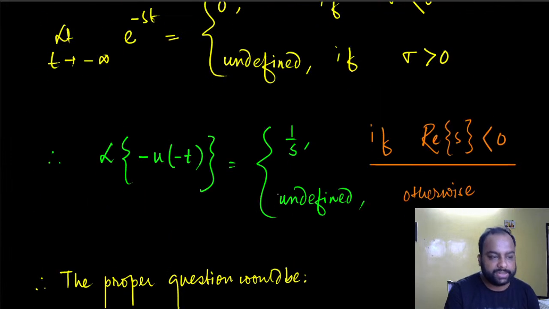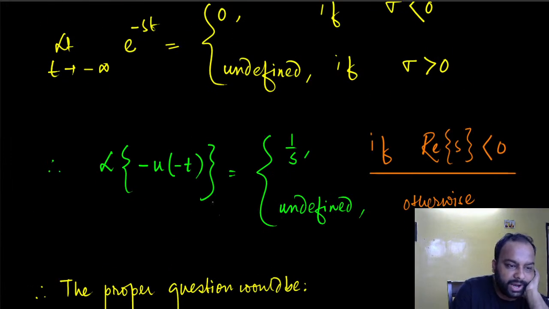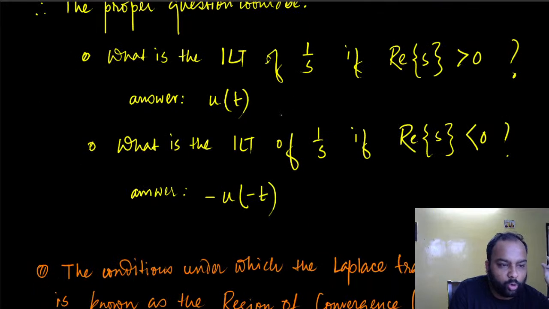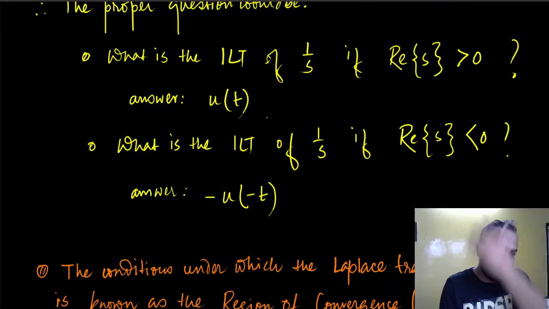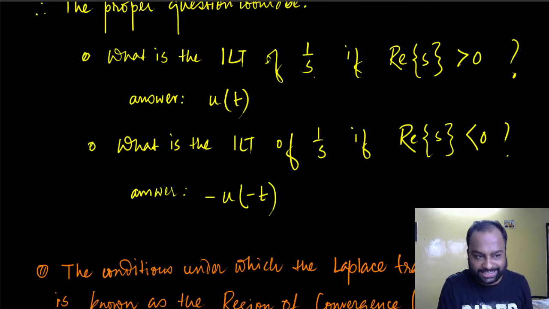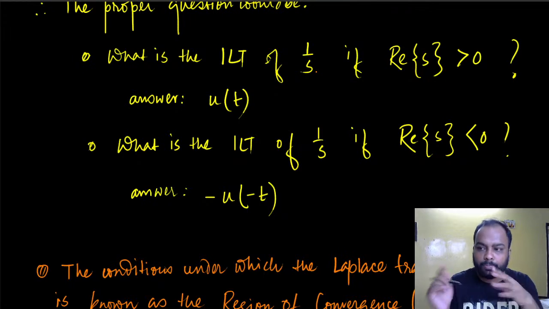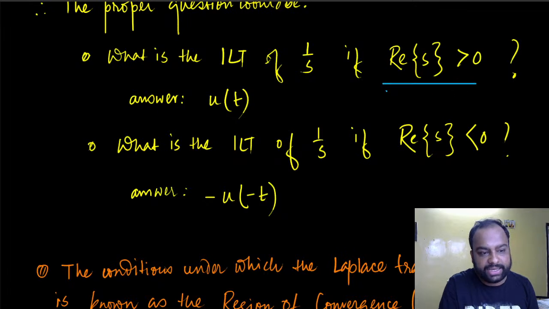Look back at these signals. Look back at this signal and this signal. So we have two possible results, right? If the examiner, or in real life, if you are asked what is the inverse Laplace transform of 1/s, you possibly have two results, depending on the region of convergence. If the region of convergence is real part greater than 0, then we have one result, u(t). And if the region of convergence is real part less than 0, then we have another result, minus u(minus t), right?